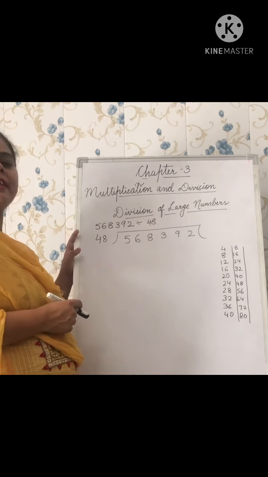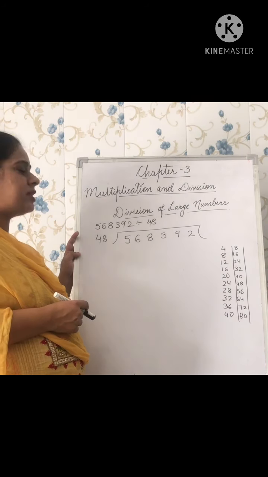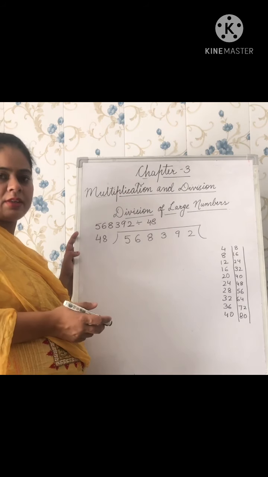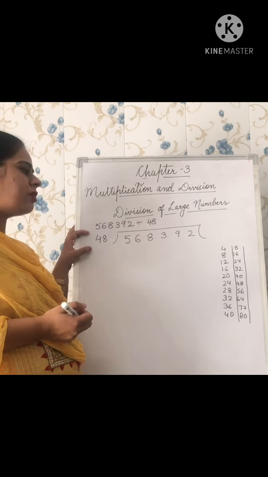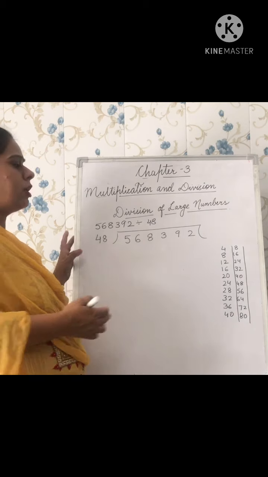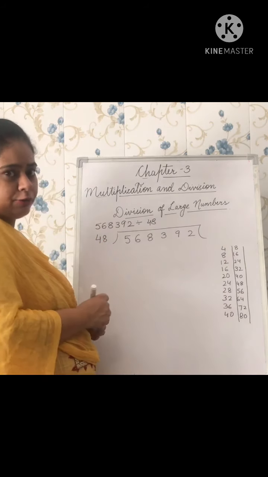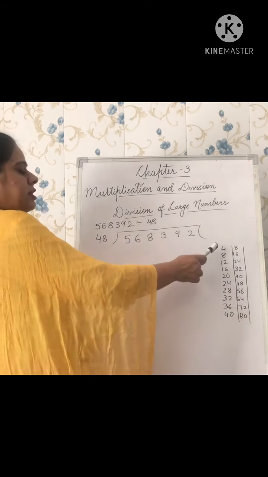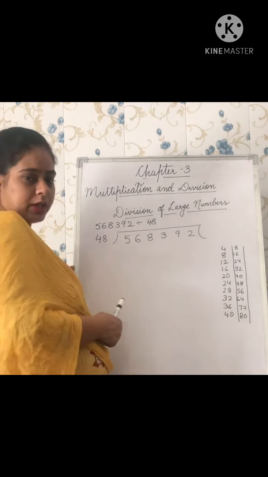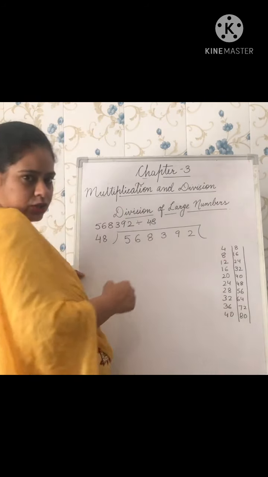Now children, 48 is such a big number that you have not learned its table. It is tough for you. So how will we write the table of 48? You can write it on the right side of your notebook. Firstly, you will write the table of 4 and then you will write the table of 8.